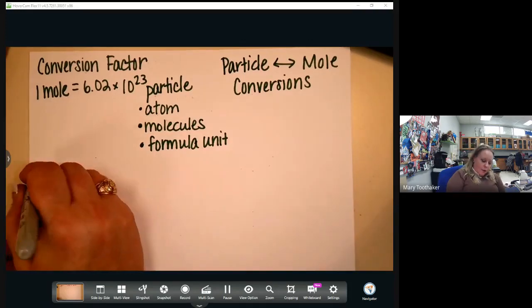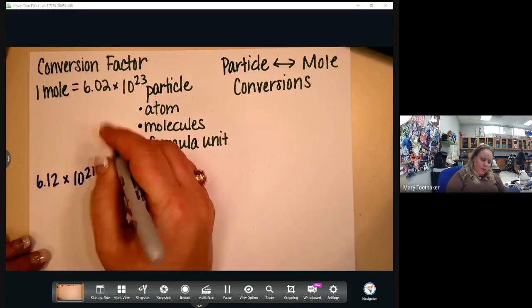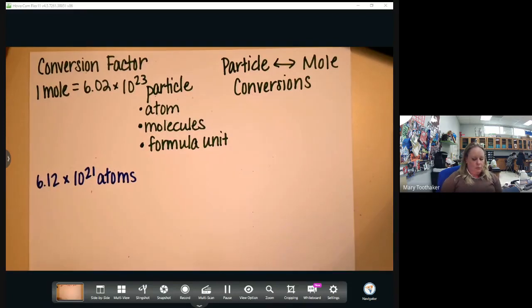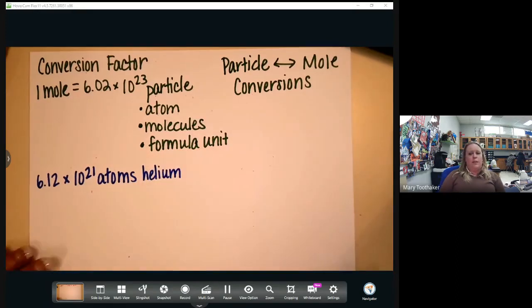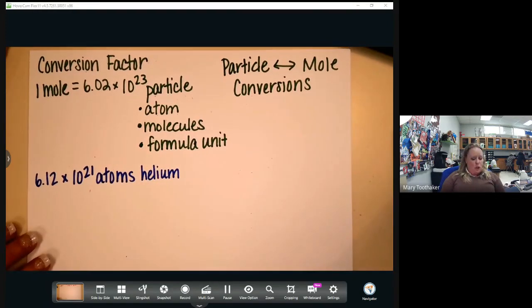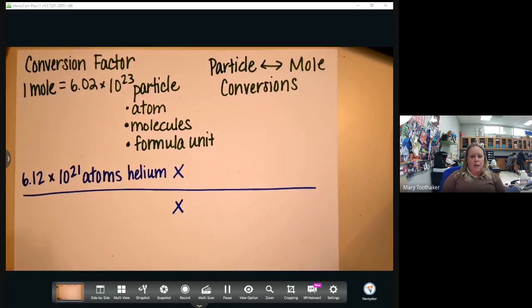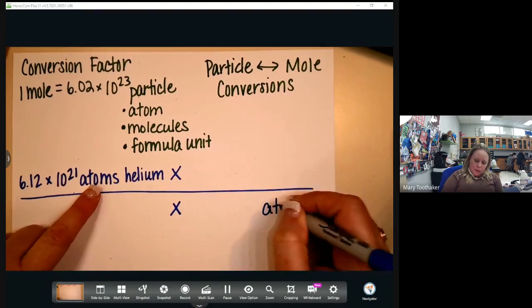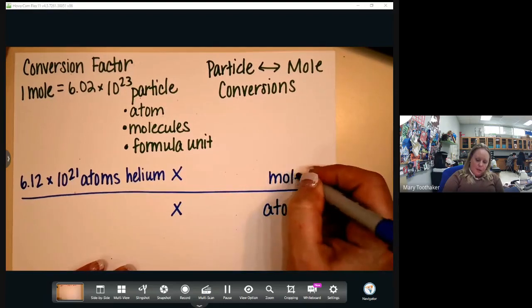All right, example problem. Let's say that I have 6.12 times 10 to the 21st atoms. Quick, somebody give me an element. Helium. I have this many atoms of helium. I want to know how many moles that is. What is the first thing I do for dimensional analysis? Write the given, which I've just done here. Now I'm going to set up my box, the DA box. Atoms are here, so that must mean atoms has to go down here. I am converting to moles, so I'm going to put moles up here.